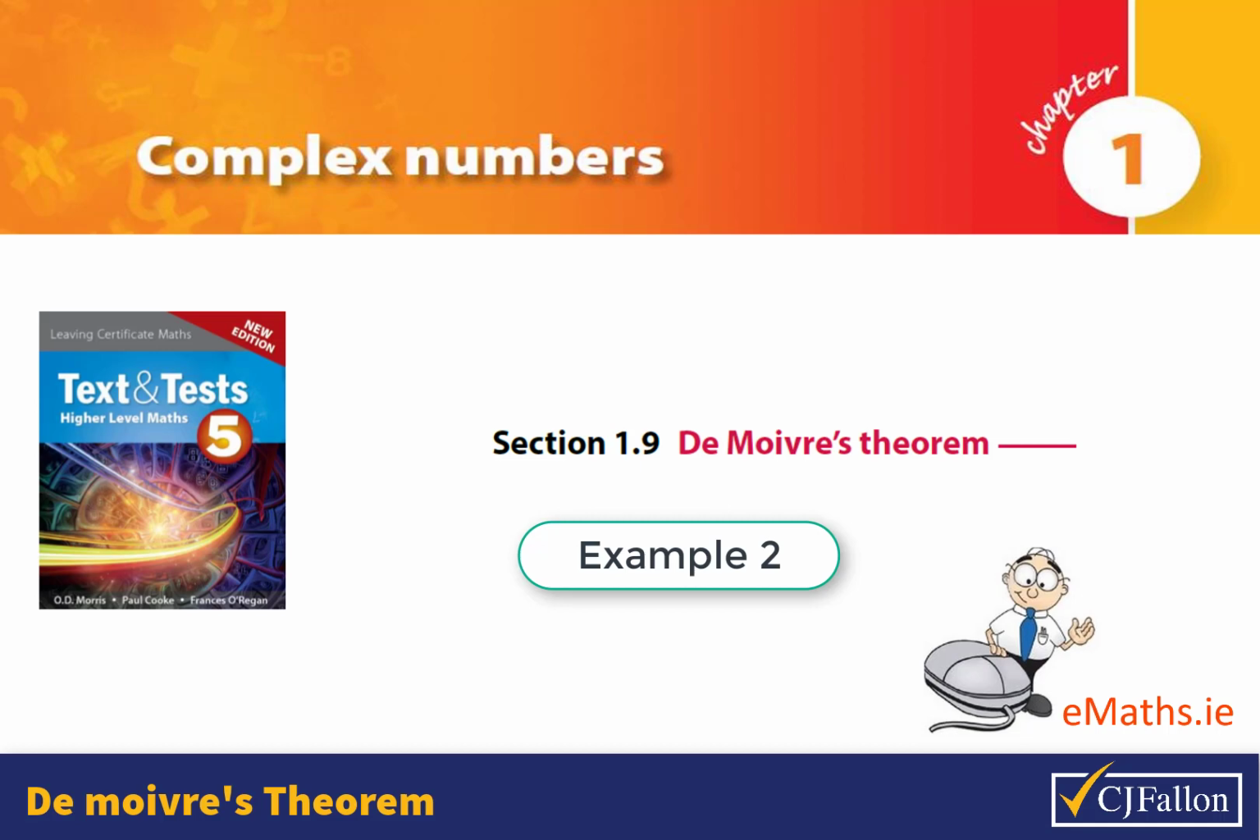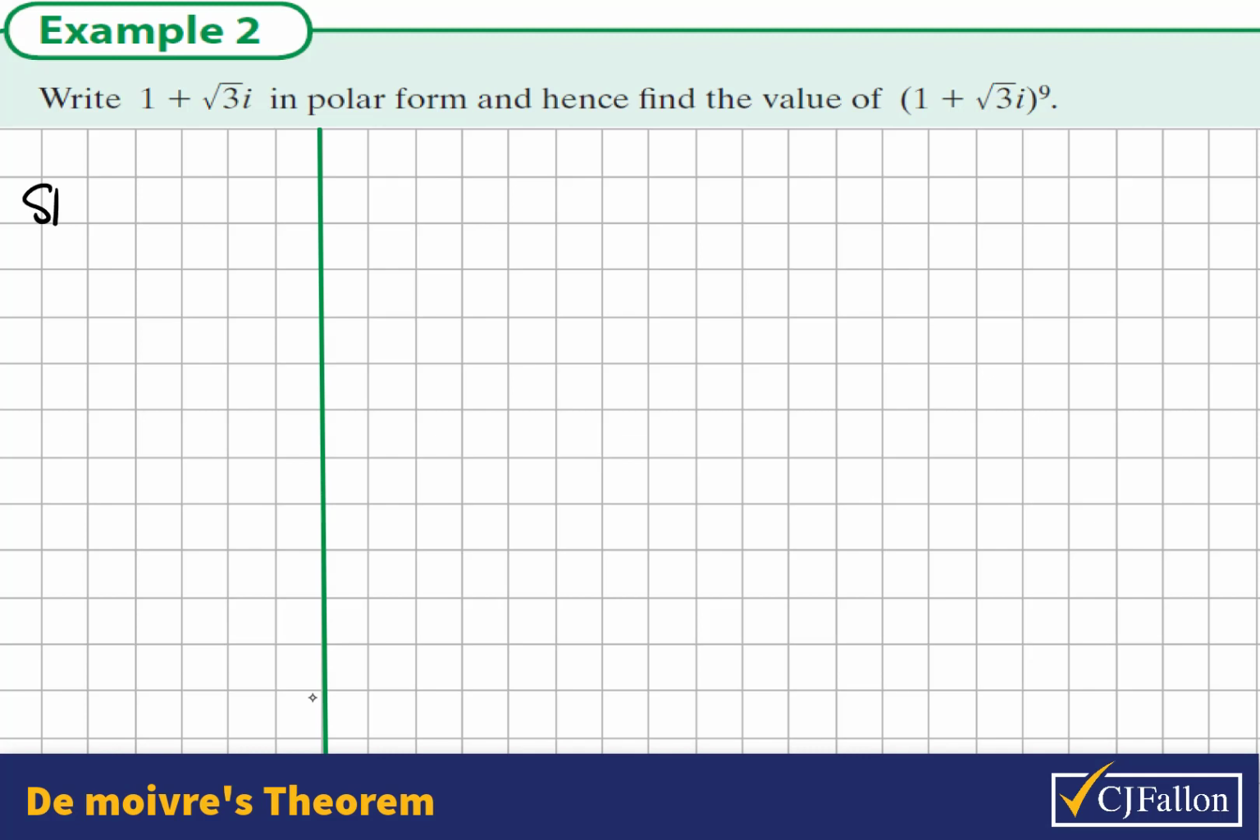De Moivre's theorem, example 1. Write 1 plus root 3i in polar form, and hence find the value of this number to the power of 9. Let's draw a sketch of 1 plus root 3i first.